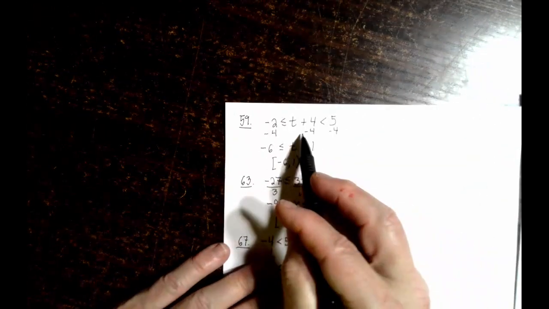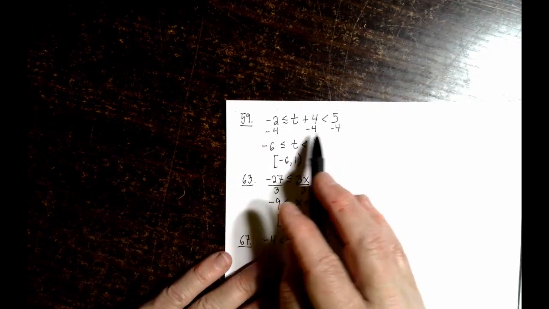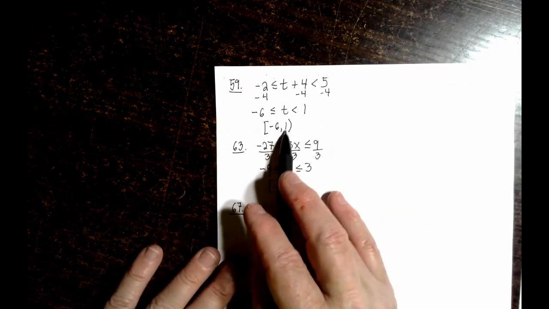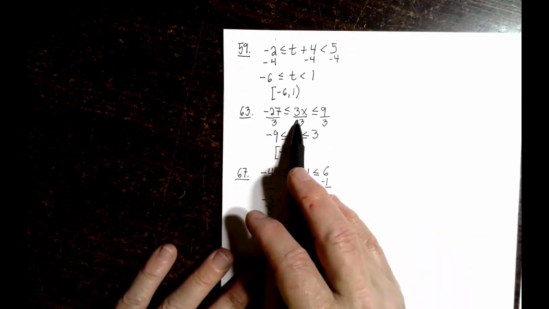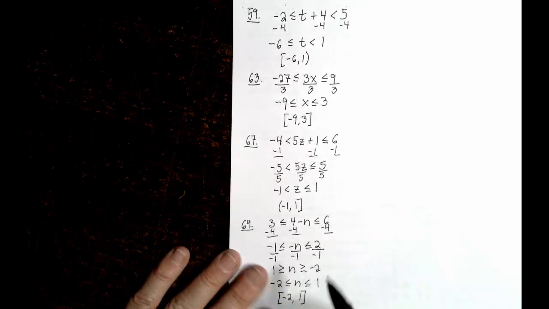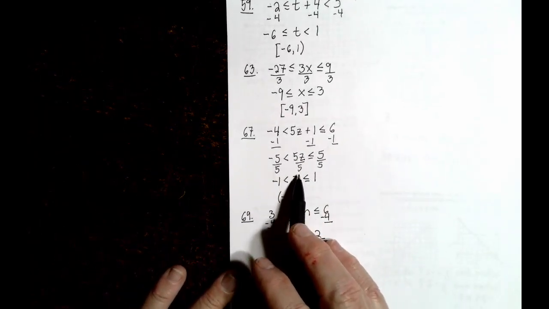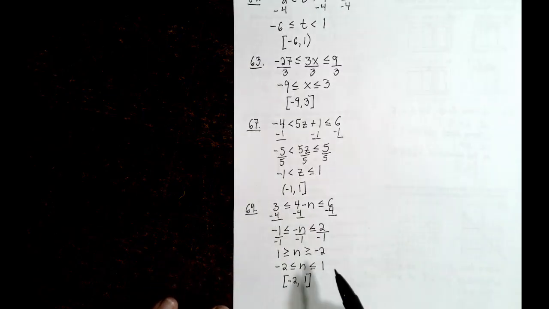Okay, triple inequalities, focus on the center. You're going to get rid of the add 4 by subtracting 4 in all three parts. And there you go, there's your answer. And then here, divide by 3, because you got a 3x, so you divide by 3, and you get your answer. Okay, then here you subtract 1, and then you divide by 5, and there's your answer there.